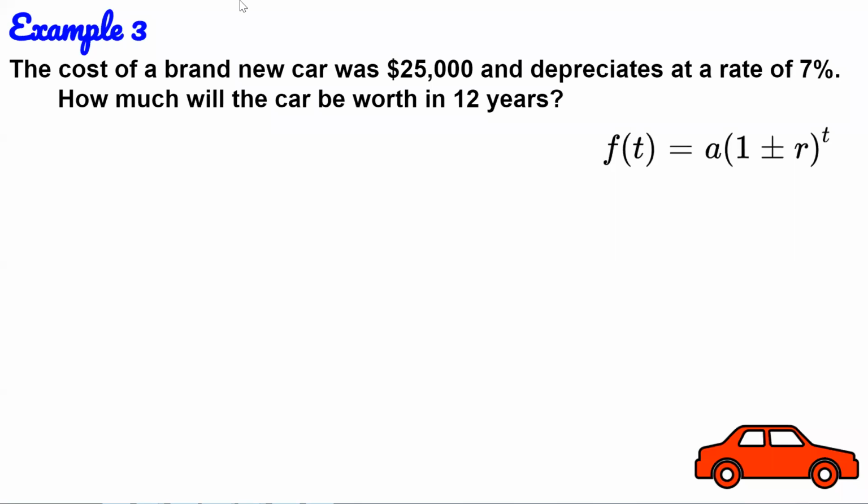Okay, so this time we have a cost of a brand new car of $25,000. Let's say that it's like a little Corolla or a little, what small cars are there? A Prius, something small.